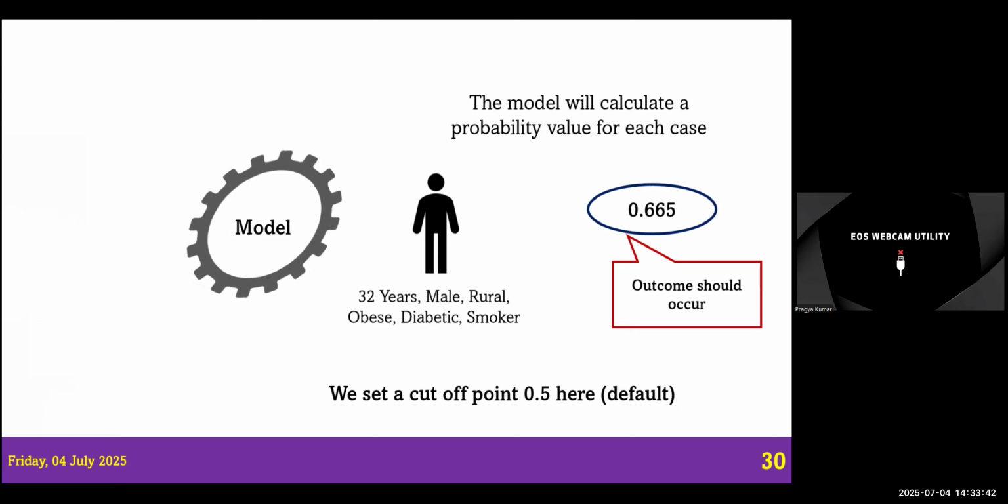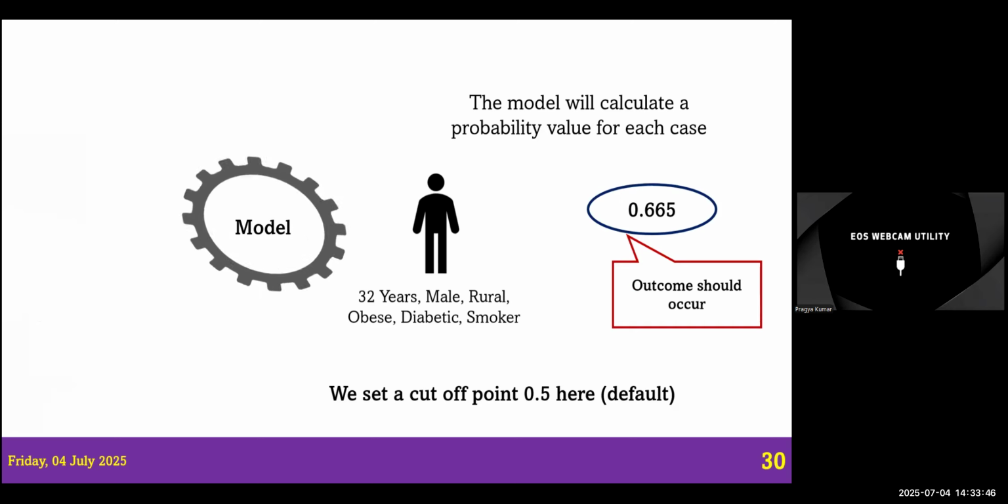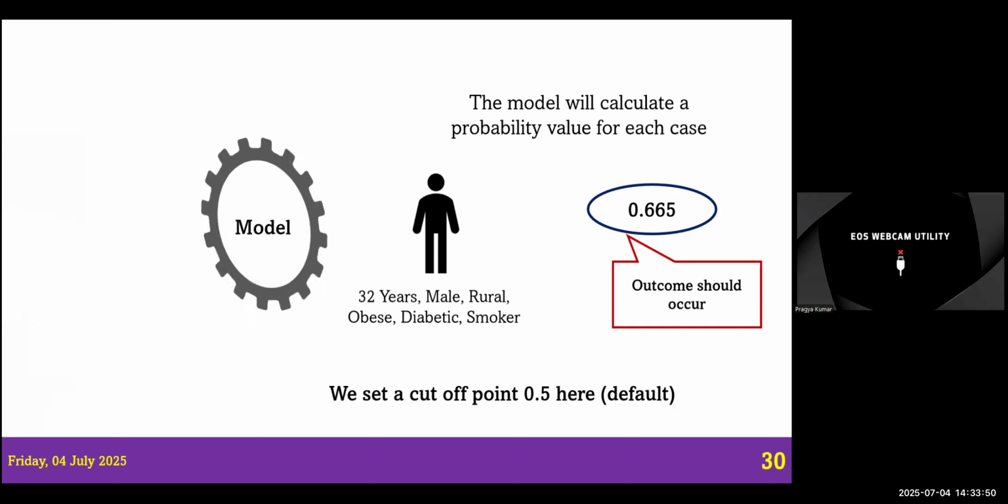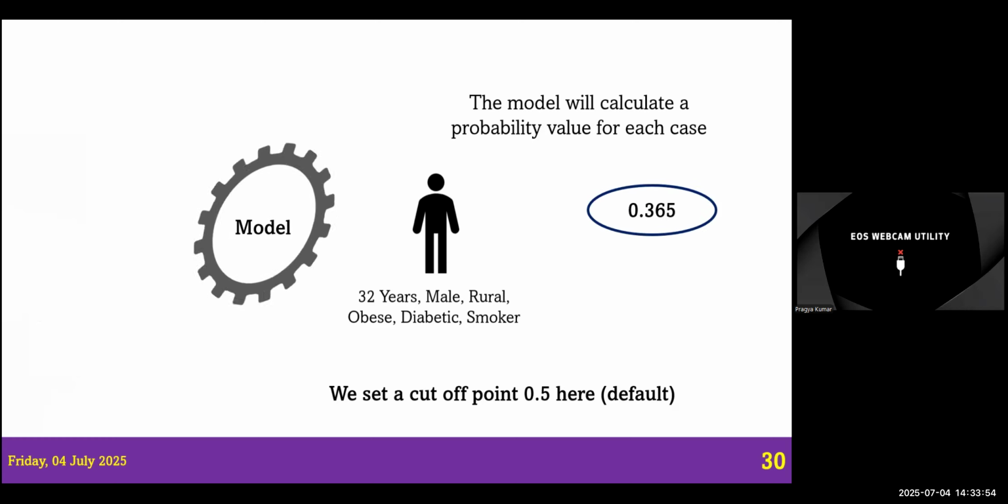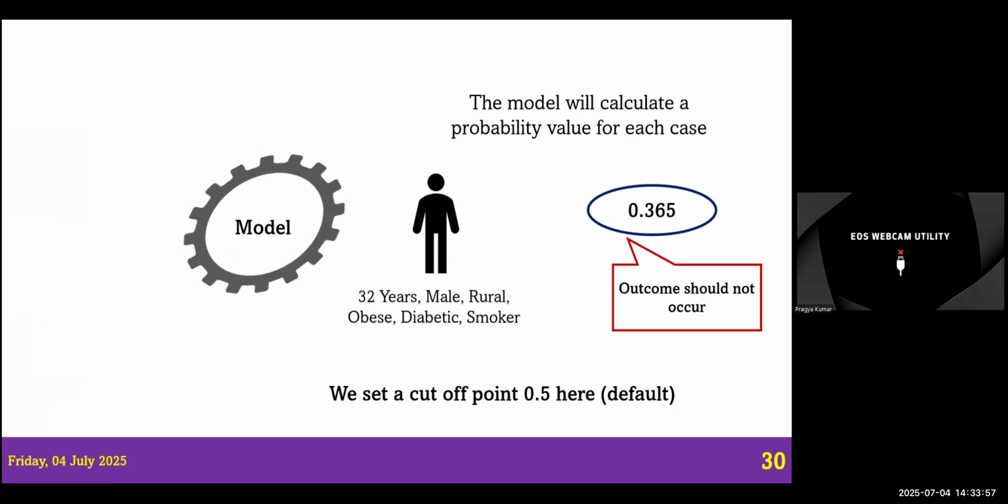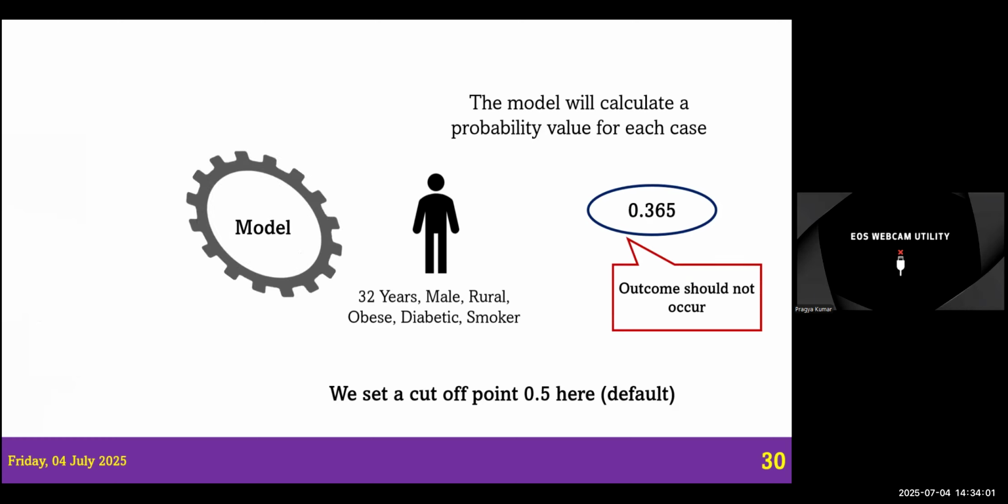So if the probability is 0.665, what will I say? I will say that the disease outcome should happen in this case. Why? Because the cutoff point was 0.5 for me. And since this has a probability of 0.665, this person should have the disease. But if the probability is 0.365, what will we say? That the outcome should not happen.